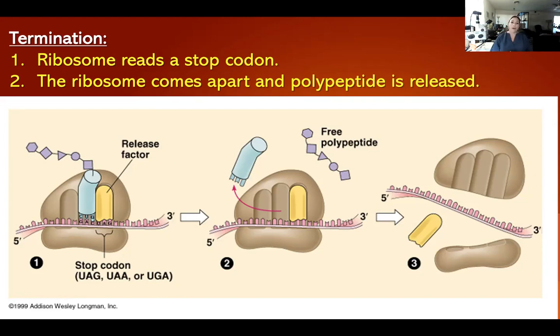When this happens, the polypeptide, the amino acid sequence, is released. The ribosome comes apart, small and large subunits, and the messenger RNA is no longer attached to those. That is the end of the polypeptide, the end of the protein. It goes off, and then it will be folded so that it is a functional protein. So you have initiation, elongation, termination.